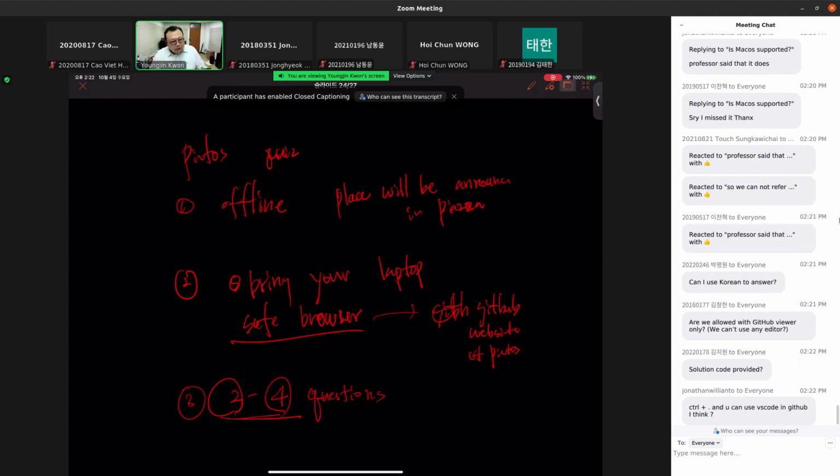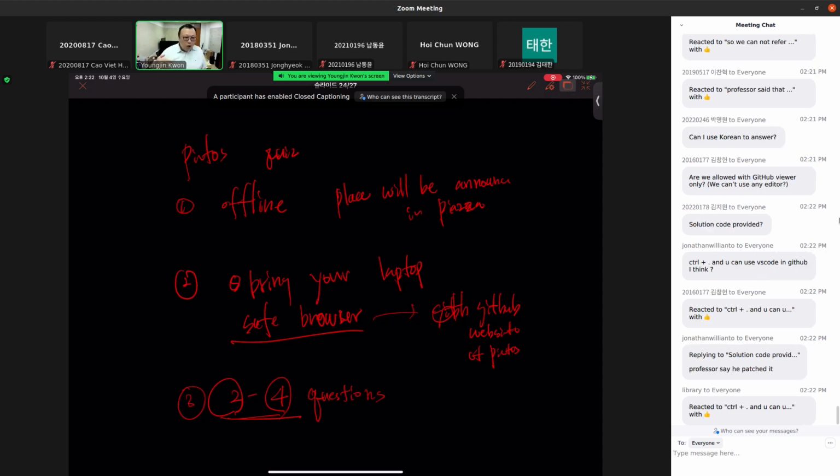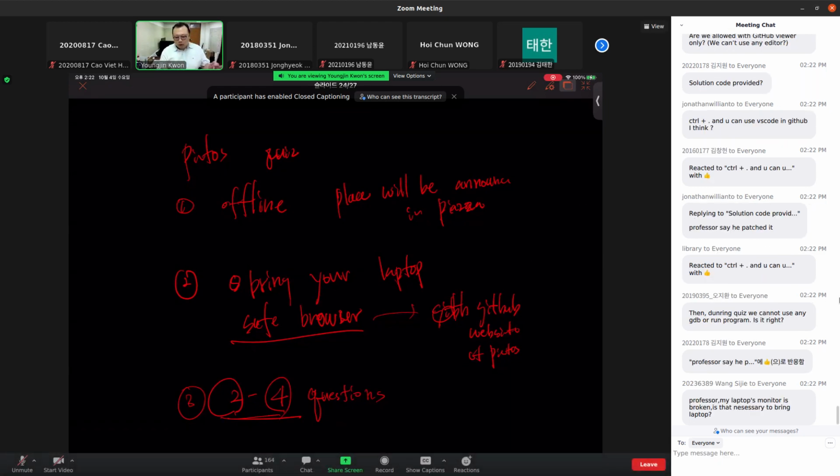Is the solution provided? Yes, we provide the code with the solution patched. No, I don't think GitHub has some way to navigate it, so you have to use it. It's not a VS-style thing. But if you look at GitHub, symbol searching works. Can we use GDB to run in the quiz? No, you cannot run. The reason we are using the GitHub source code is that if you run it, you can easily understand how it works. So we are not allowed to run the program in the quiz.